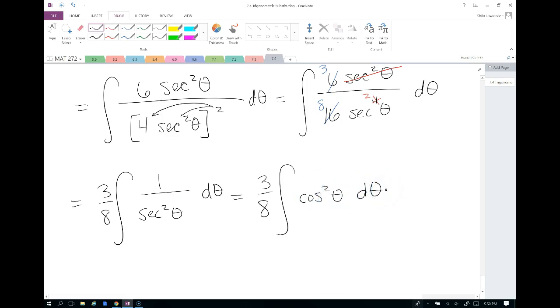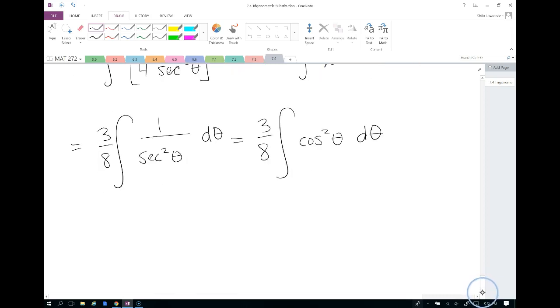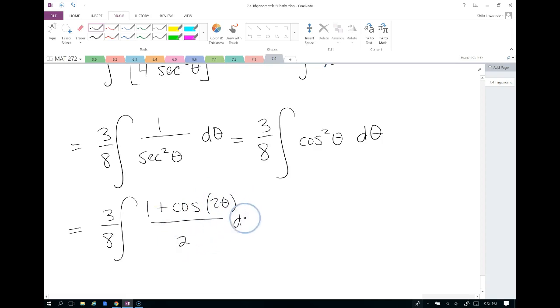And now we're back to section 7.3 material, where we just have to do a trig integral. And remember, with sines and cosines, if we do not have an odd power to work with, we want to use our power reducing formula. Cosine squared is equivalent to 1 plus cosine of 2 theta all over 2. And I'm just going to pull that 2 out in the front with my 8 and call it 3/16.